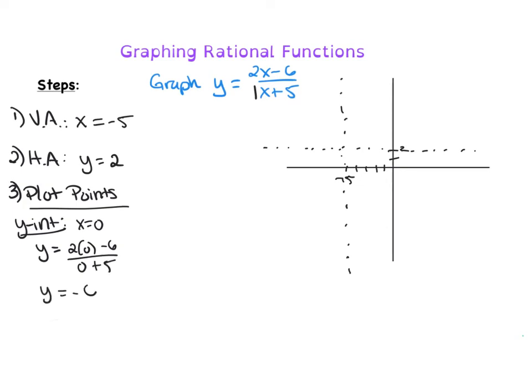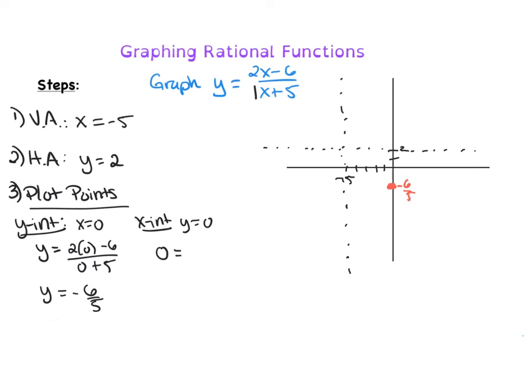Y equals -6/5. So I'm going to do this in red like I did in the last example. At x equals 0, y equals -6/5. Okay, let's look for the x-intercept. Remember, that's when we set y equal to 0.